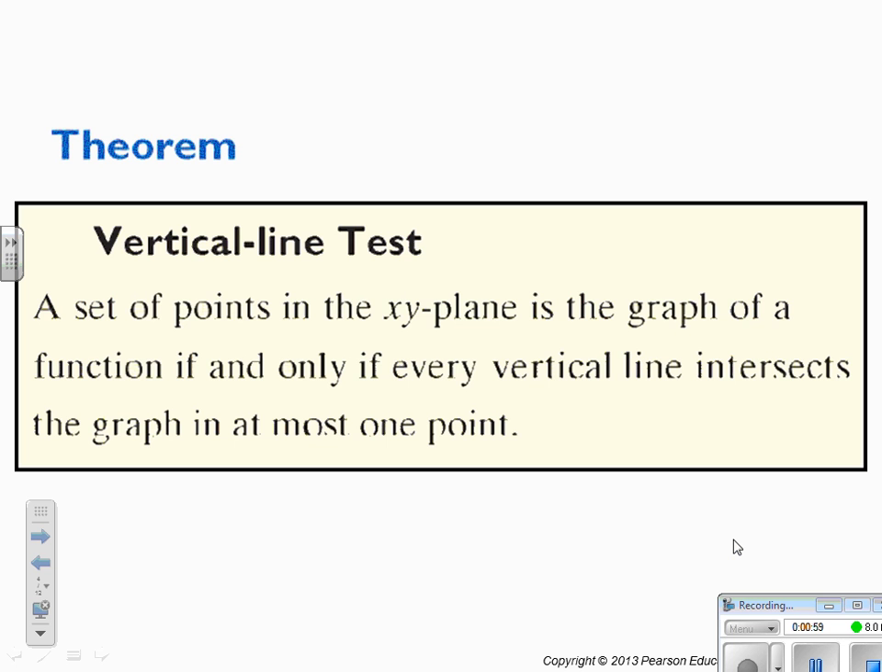All right, the vertical line test. So the vertical line test tells you if your graph is a function. Any points on your graph is a function if and only if every vertical line intersects the graph in at most one point. Make sure you include the picture to go along with the definition.